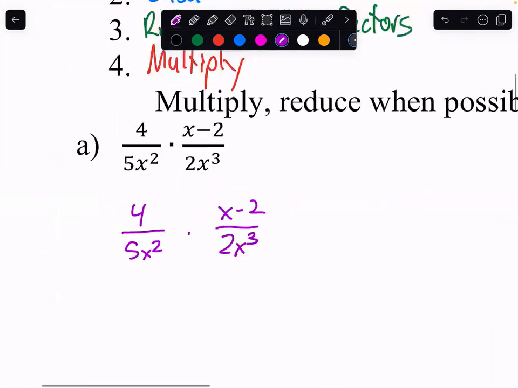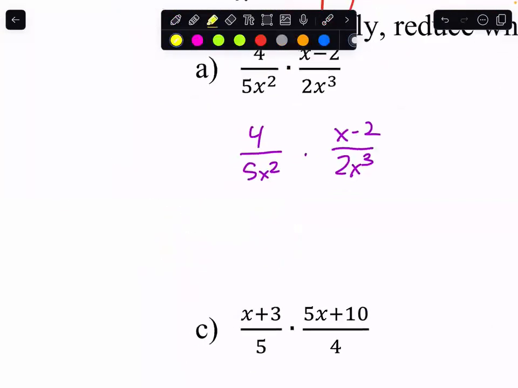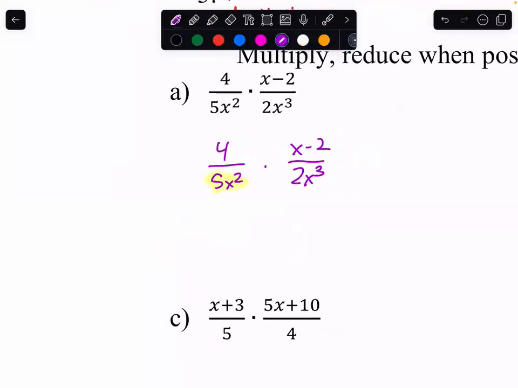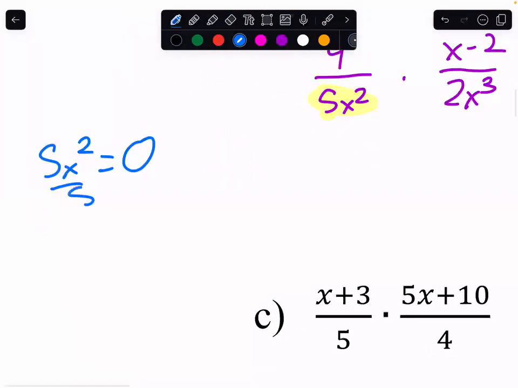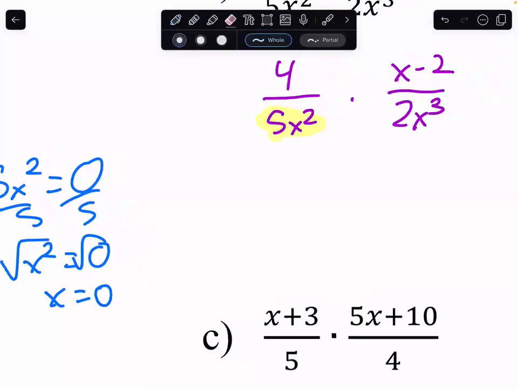Next step, check for EVs in all denominators. So 5x squared, wrong color, sorry. Where can that equal 0? If x is 0, then 5x squared as a whole turns into 0. And what about the other denominator? Where does 2x cubed turn into 0?